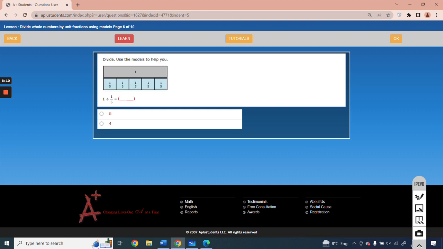Okay, the next one is 1 divided by 1 by 5. So which is the correct option? 1 divided by 1 by 5 equals 5. Got it? So just select the correct option and click on the OK button.